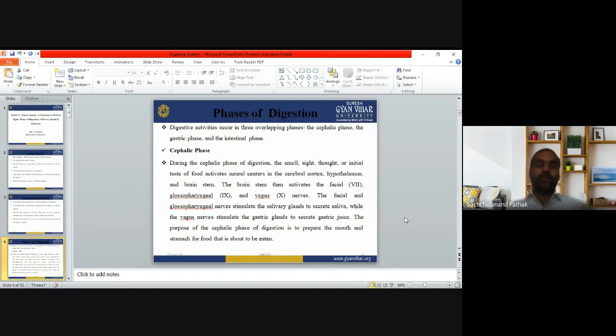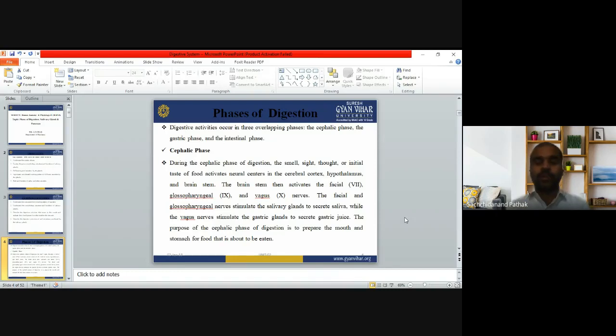So when these two cranial nerves are activated through the smell, the sight, the thought, they will activate the salivary gland, and the salivary gland will secrete saliva in the mouth. So the mouth will be ready. Same thing with cranial nerve number 10, the vagus nerve. The vagus nerve will stimulate gastric juice secretion in the stomach. So the stomach and mouth both are prepared for the food to be eaten.